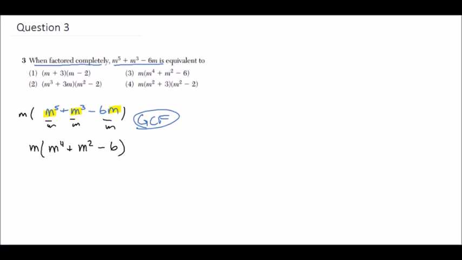And now this is a little bit tricky because you have to recognize that m to the fourth is really m squared squared. So we can treat this exactly as we would a regular sum product. We can think of this as, say, x squared plus x minus 6, where x is really m squared.